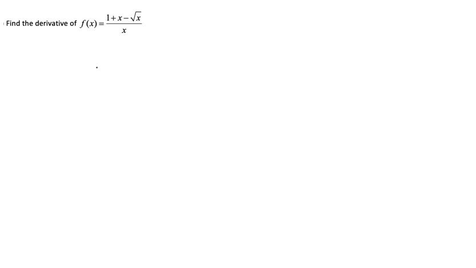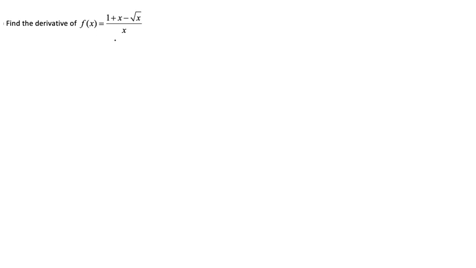Find the derivative of f of x equals 1 plus x minus radical x, all over x. All right, so there's a couple of things we can do here. We can use a limiting definition, right? We want to find the limit as x approaches 0, but I'm not even going to go into that. We don't want to do that here.